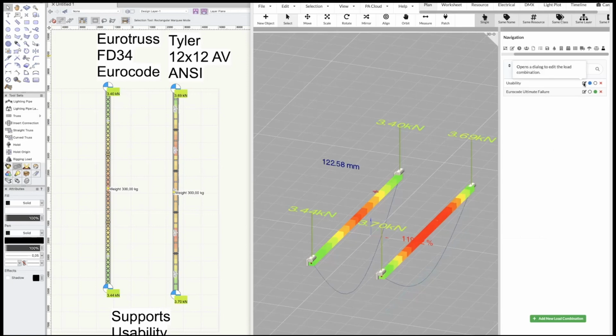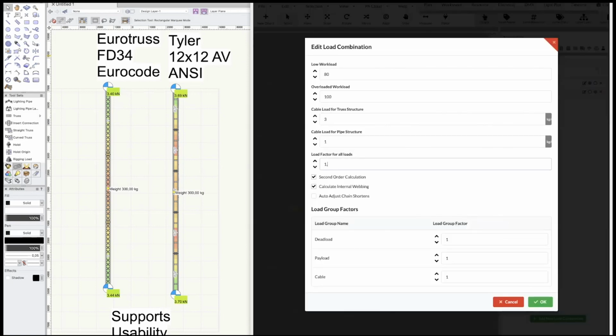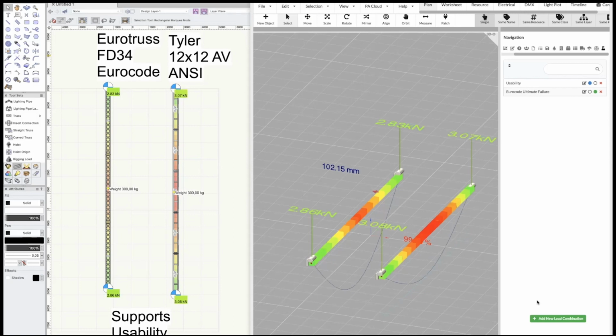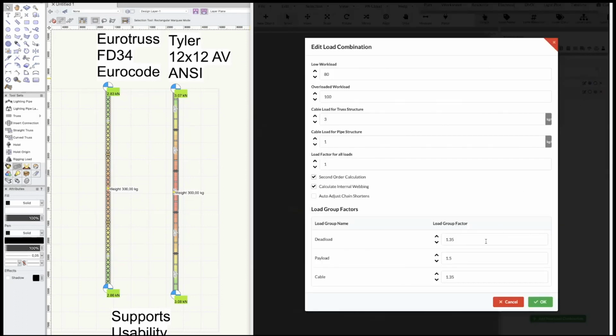Calculating the workload for trusses is a little bit more complicated because of the different standards for the European Union and the US. But when you have sorted this out, that actually becomes quite easy. When you are calculating the workload for European truss like Eurotruss, ProLite, or 6082, you need to use the load case Eurocode Ultimate Failure. This has specific load factors set for payload and dead load.